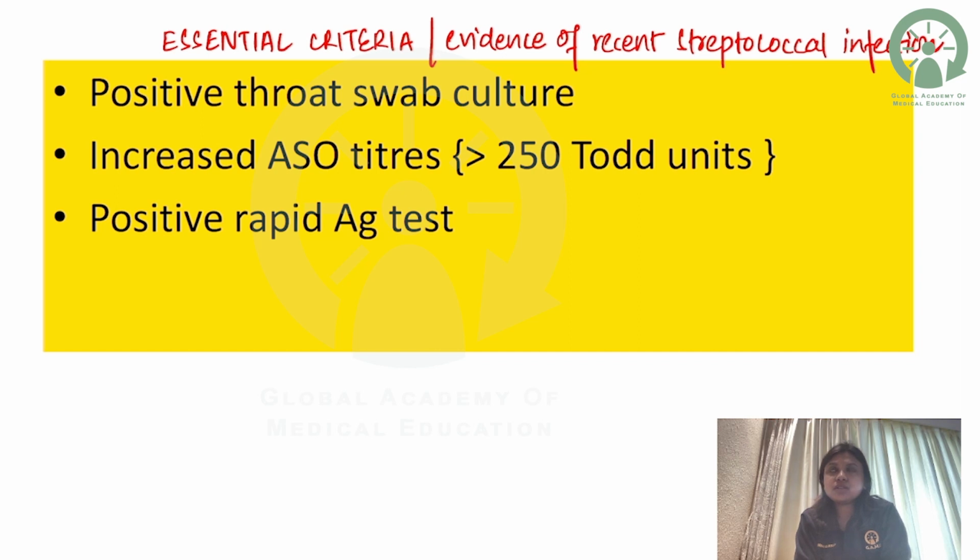What you should remember from here is that major criteria and minor criteria are needed, but along with them the essential criteria is essential for the diagnosis of acute rheumatic fever. What are the essential criteria we have? Positive throat swab culture, increased anti-streptolysin O titer, more than 250 Todd units, and positive rapid antigen test. This more than 250 Todd units is only in case of children.